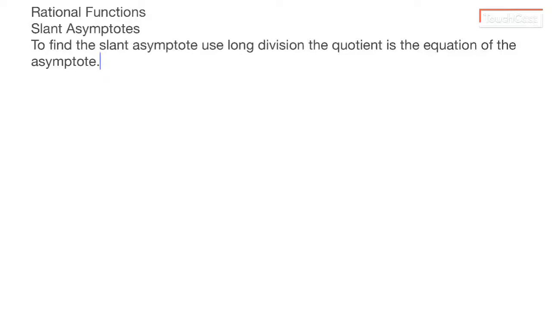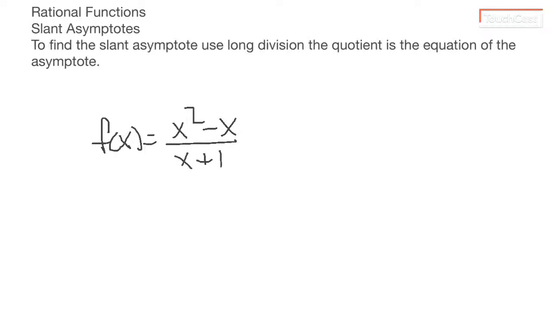So before we even look at an example of graphing and finding a slant asymptote, let's just look at if we have a function, say f of x equals x squared minus x over x plus 1. We want to find the slant asymptote of that. We're going to take x squared minus x plus 0, and we're going to divide that by x plus 1.